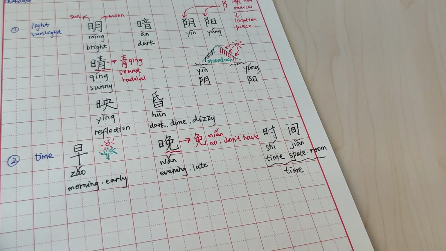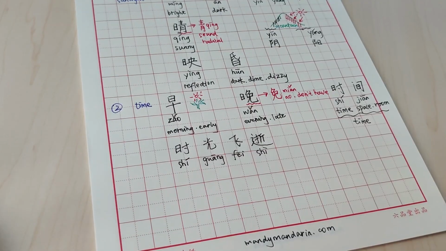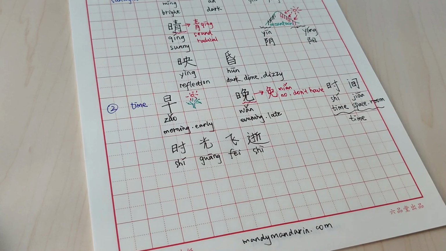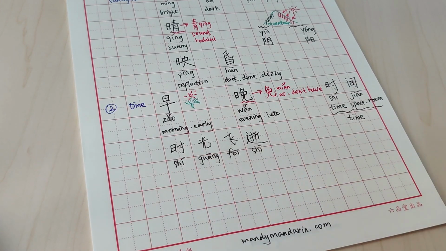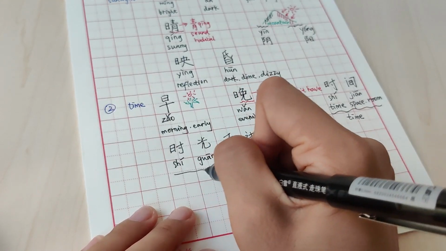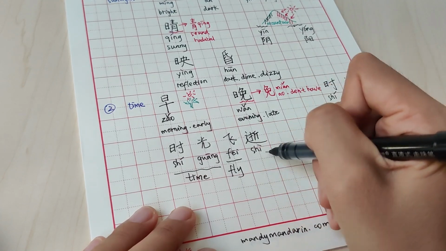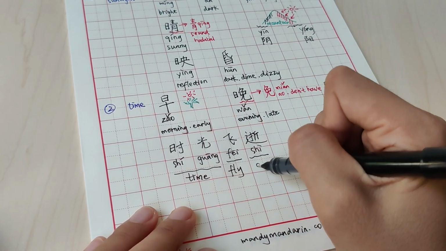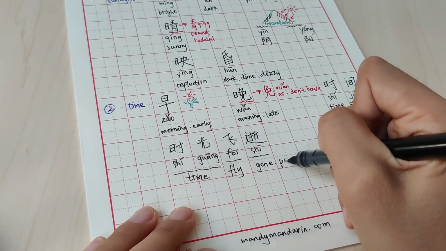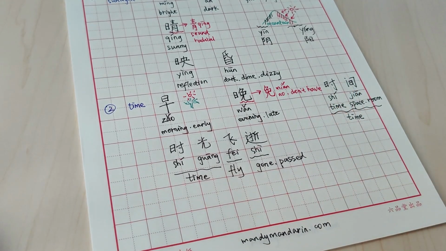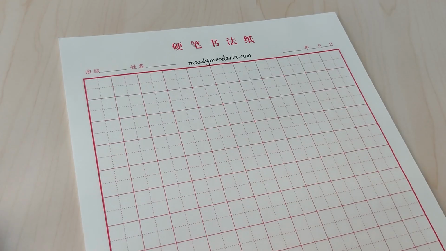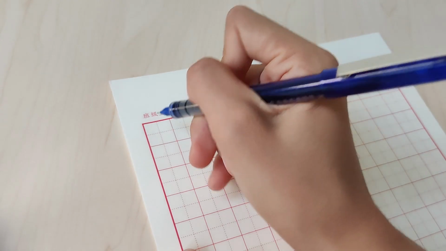There are a lot of Chinese old sayings, idioms, and poems about time. For example, here's one of the most famous idioms, which is 时光飞逝, where 时光 means time, 飞 means fly, and 逝 means gone or just past. Okay, so 时光飞逝, literally it means time flies, time passed. All right, now move on to the next category.